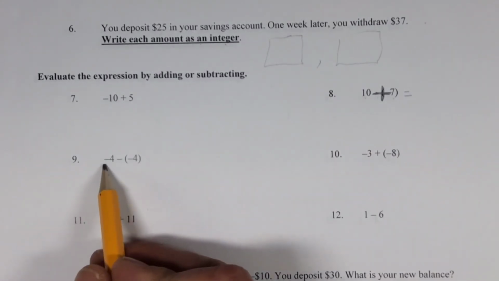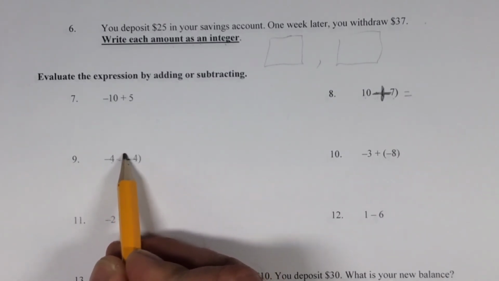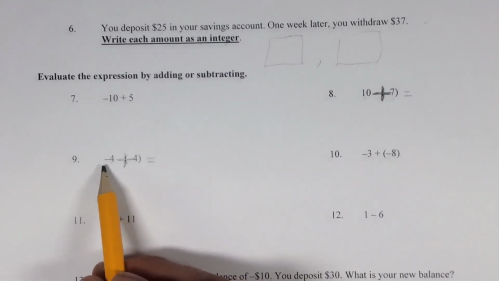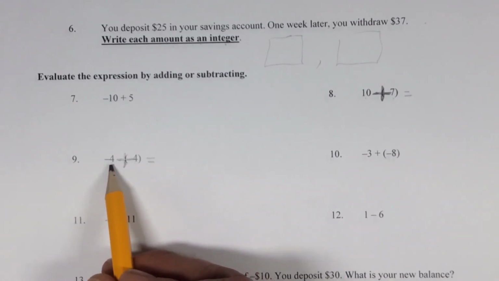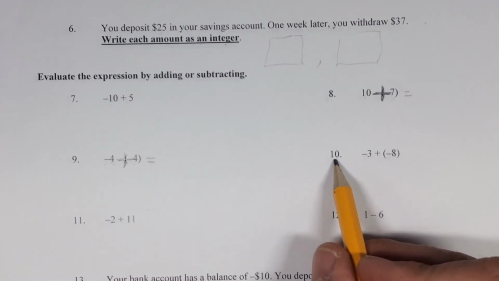Number 9, negative 4 minus negative 4. Again, 2 minuses next to each other. I'm going to go ahead and do something like that. This problem just became negative 4 plus 4. Different signs, so subtract.